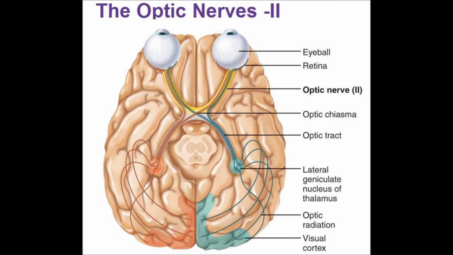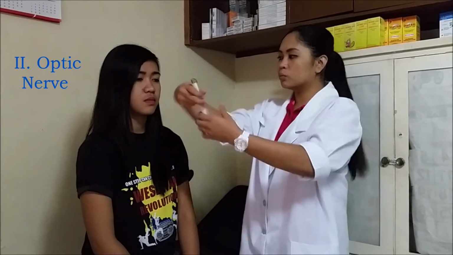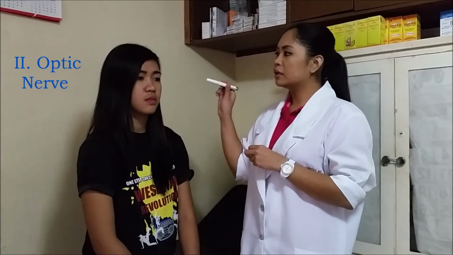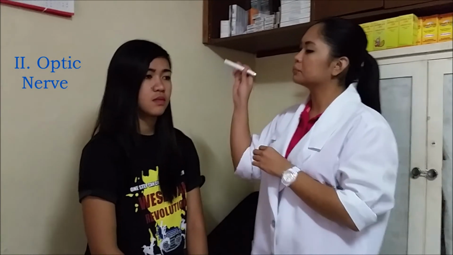And now we have the optic nerve. The second cranial nerve is the optic nerve. This is a type of sensory nerve that transmits information about vision to the brain. To be specific, this supplies information to the retina in the form of ganglion cells. We have to use a pen light, and we have to see if her pupils constrict or dilate with the pen light.